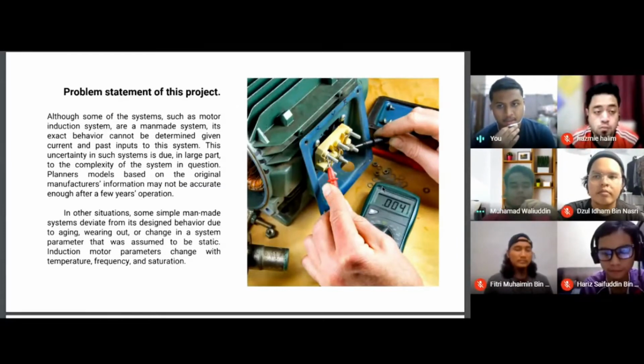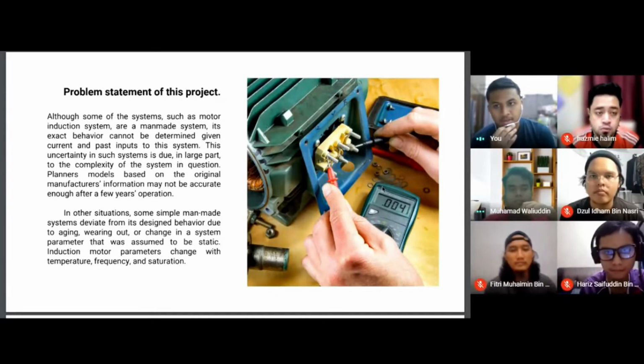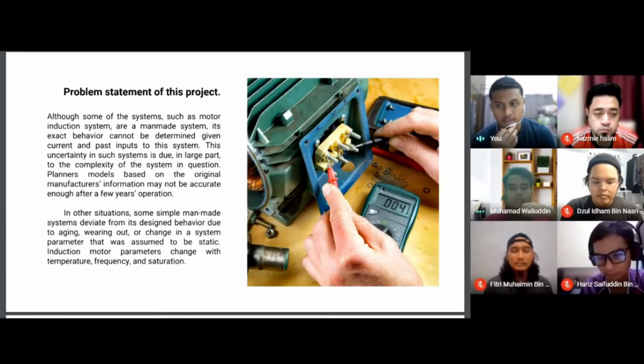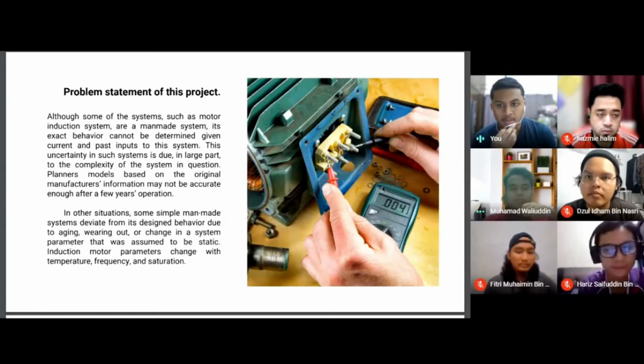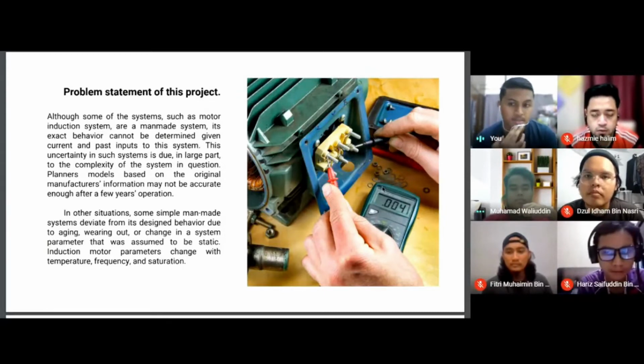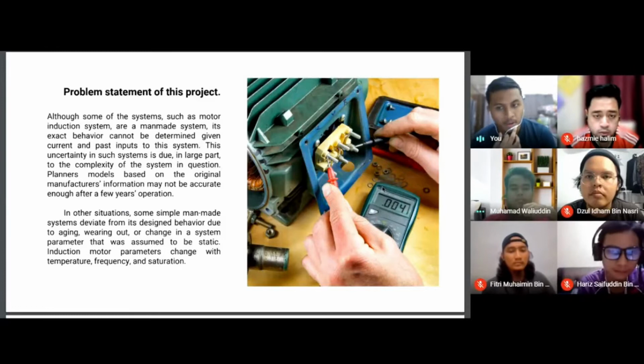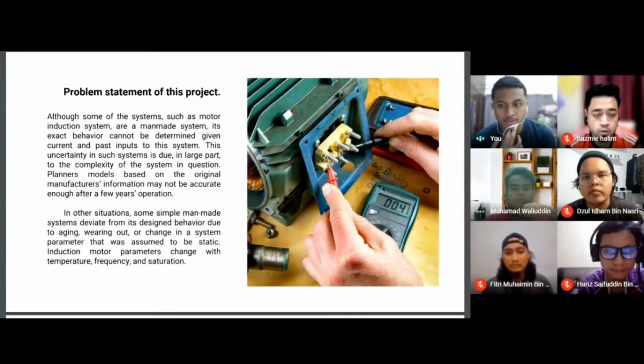For the problem statement of the project, although some systems, such as the induction motor system, are man-made, their exact behavior cannot be determined given current and past input to the system. This uncertainty is due, in large part, to the complexity of the system in question. Planners' models based on the original manufacturer's information may not be accurate enough after a few years of operation. In other situations, some simple man-made systems deviate from their design behavior due to aging, wearing out, or change in a system parameter that was assumed to be static. Induction motor parameters change with temperature, frequency, and saturation.